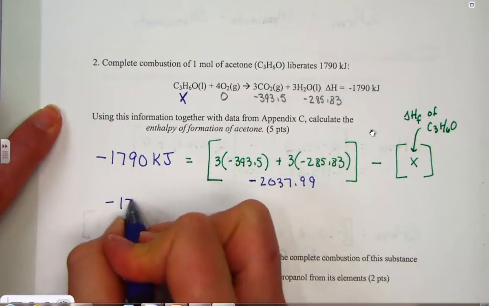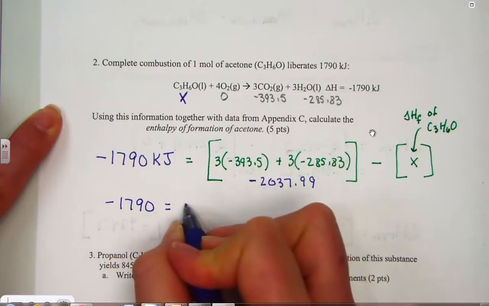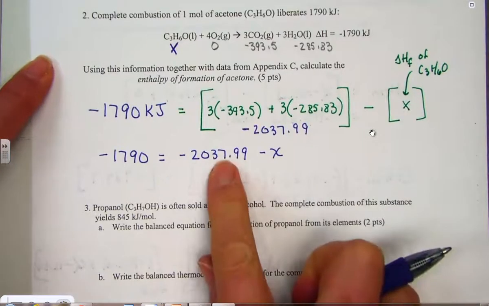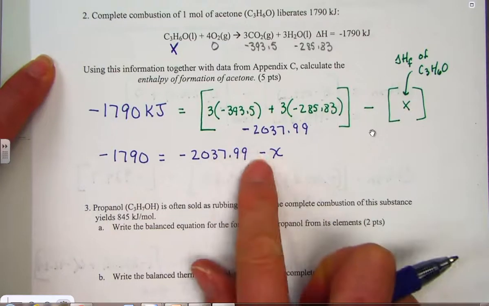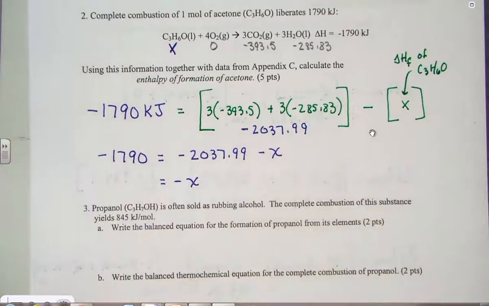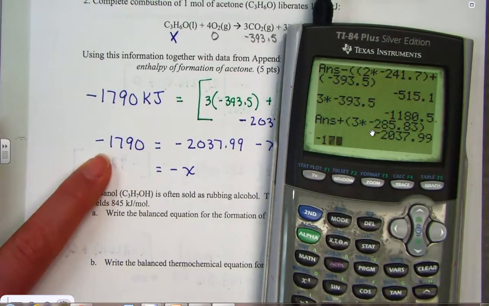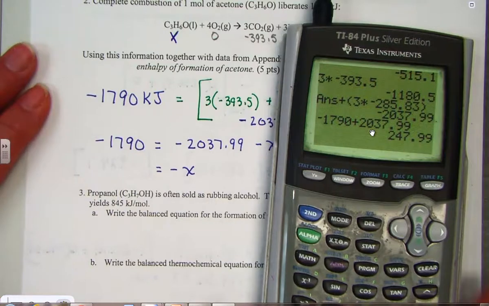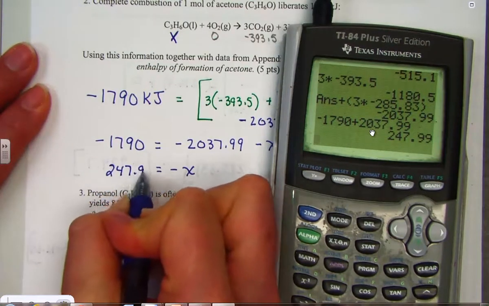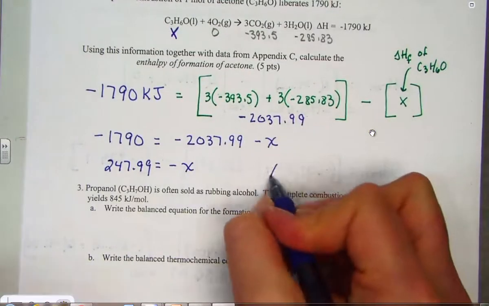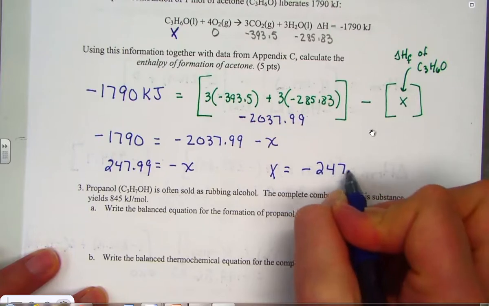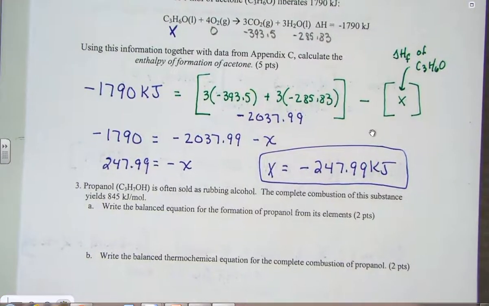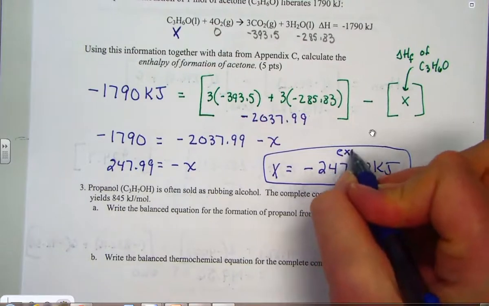So we now have negative 1790 kilojoules is equal to negative 2037.99 minus X. Let's add 2037.99 to both sides, and we'll get what's equivalent to minus X. Negative 1790 plus 2037.99, and that's 247.99. So what is X equal to? If I divide out both sides by negative 1, X came out to be 247.99 kilojoules of heat. So the heat of formation of our acetone, 247.99 as an exothermic value.